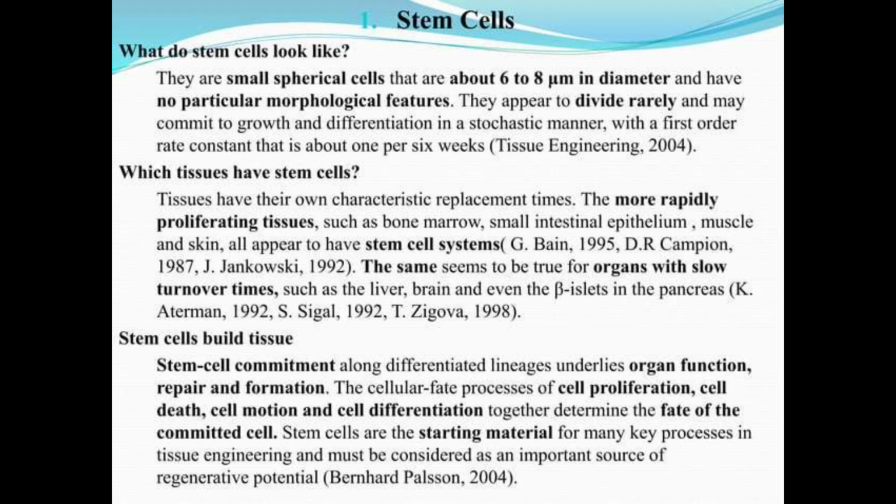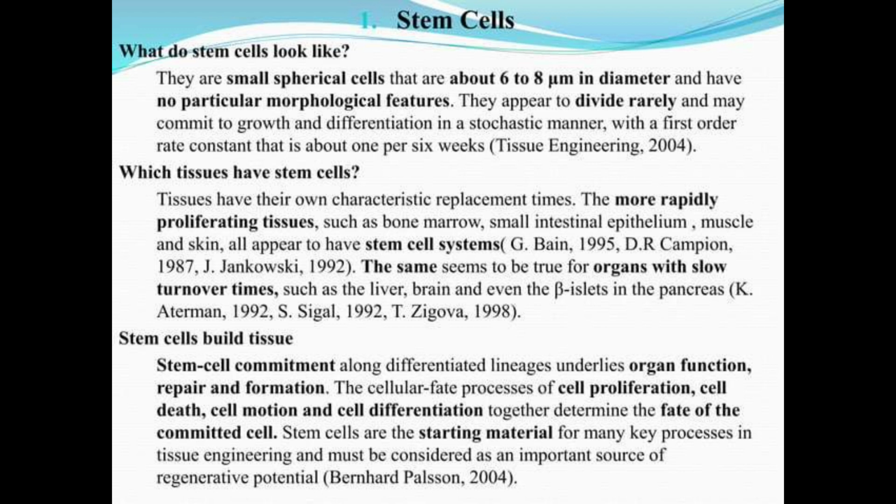What do stem cells look like? Normally they are spherical cells about 6 to 8 micrometers in diameter, and they don't have any morphological features. They will not have a perfect shape. They will not have the shape of a neuron or nephron or any other cells like cardiomyocytes. But they divide rarely, and they commit to differentiate in a stochastic manner. That rate is 1 per 6 weeks. The rate of development is very slow in nature.